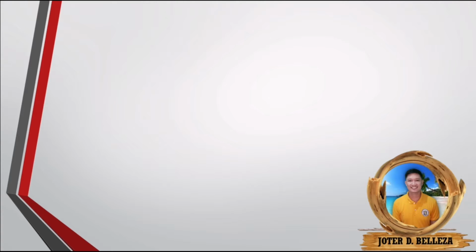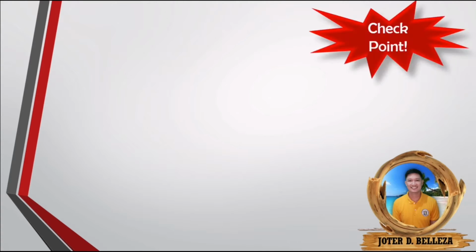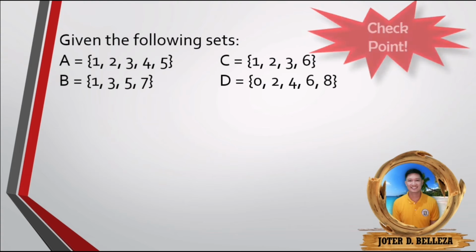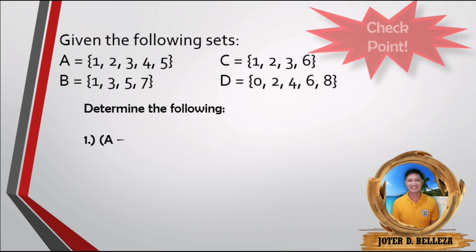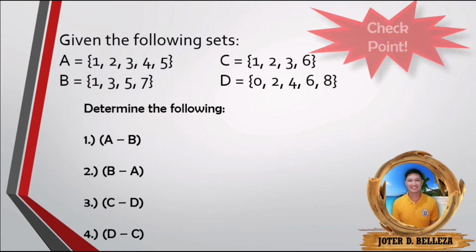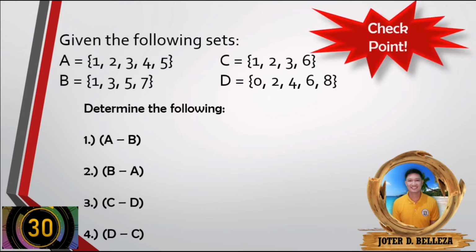Okay, so before we proceed to the next operation of set, let us have first a short quiz. Are you guys excited? Okay, let's have this. Given the following sets A, B, C, and D, I want you to determine the following. Okay, number 1, A minus B. Number 2, B minus A. Number 3, C minus D. And number 4, D minus C. Alright, are you guys ready? I'm gonna give you 30 seconds to answer this. Okay, so your timer starts now.